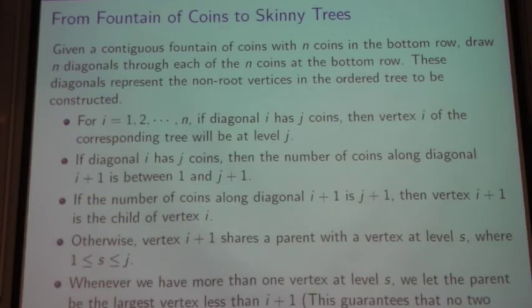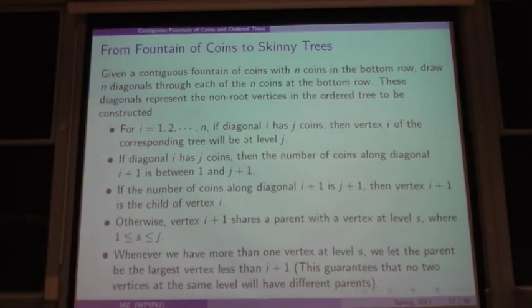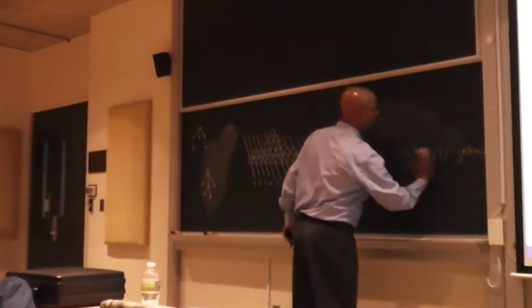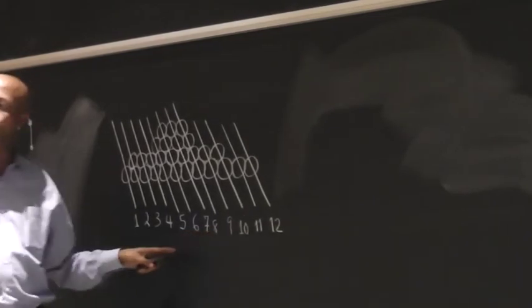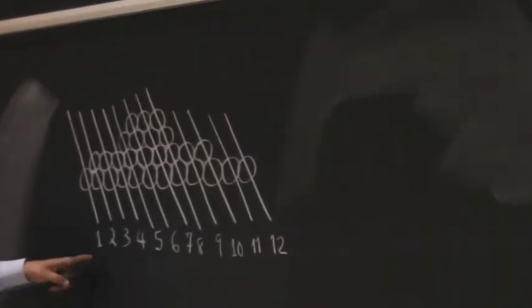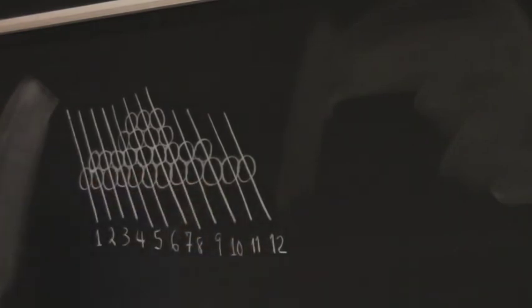And now here is the description. I'm not going to bother with this part. This is the description of the algorithm that we came up with to go from a contiguous fountain of coins to skinny trees. And here is an example. If you want to draw the corresponding skinny tree to this one, you draw diagonals and you label your diagonals. This is just for convenience. You label the diagonals 1 through 12 here, because you have 12 coins in the bottom row.